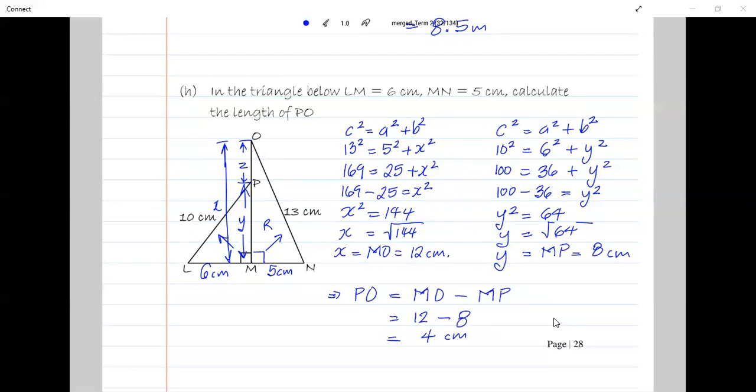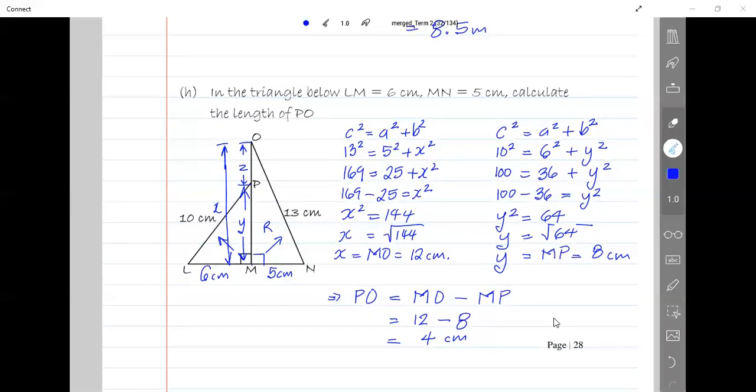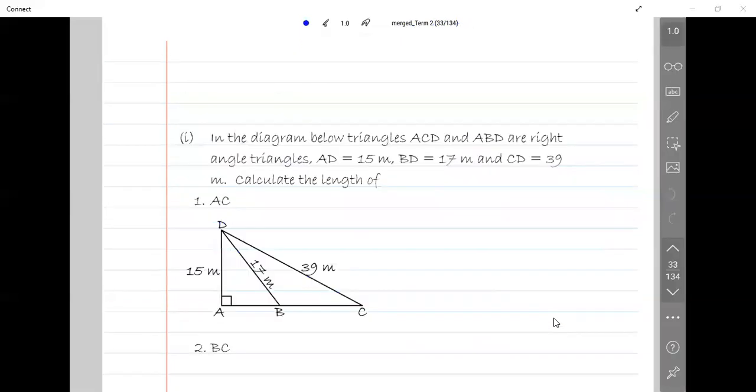We must get familiarized with questions like this because when we get to trigonometry, it will involve the use of this skill. All right. The last question under Pythagoras Theorem.